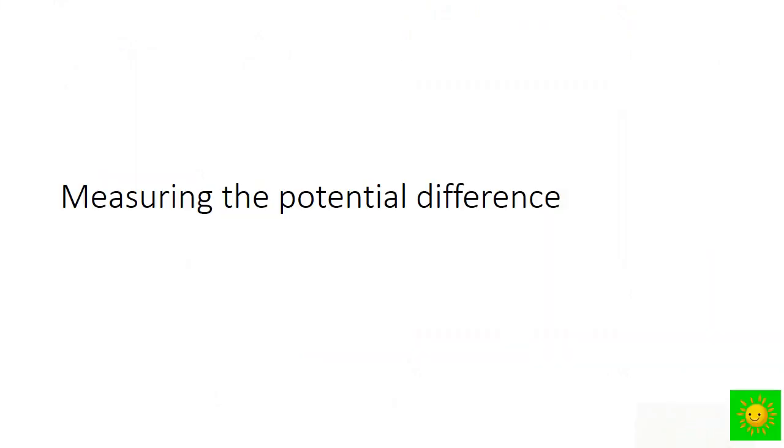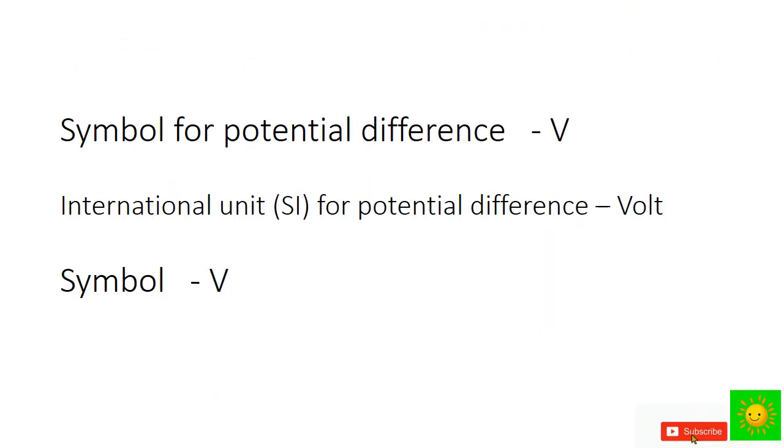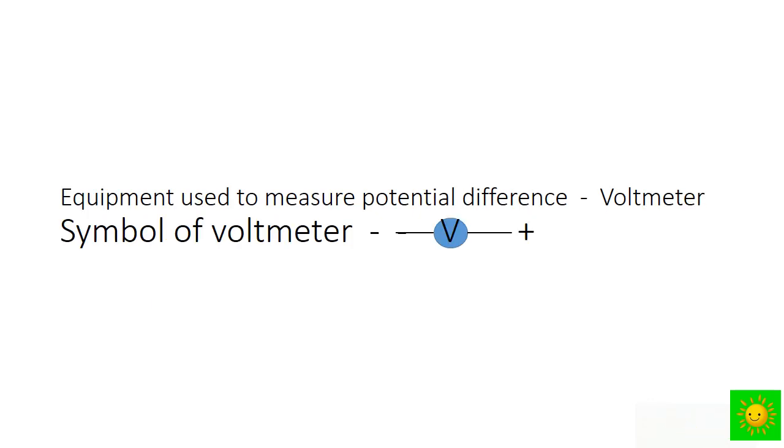Now we are going to measure the potential difference. Let's discuss a few small things which are important to measure the potential difference. The symbol for potential difference is capital V, that means volt. The international unit, the SI unit for potential difference, is volt, symbol also capital V. The equipment used to measure potential difference is the voltmeter.